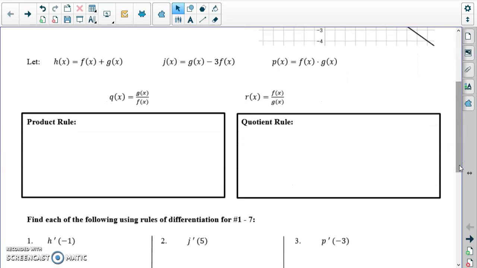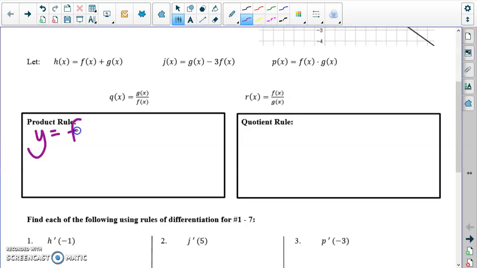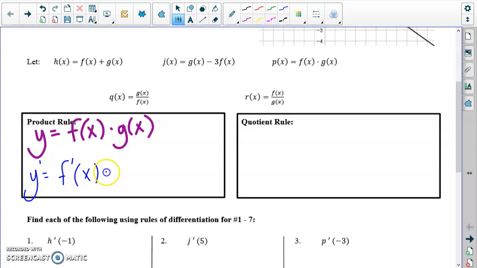So let's just review the product rule. And so the product rule says this: if I have y is equal to f of x times g of x, okay, then the derivative of y is equal to the derivative of the first function times the second function plus the derivative of the second function times that first function. And again, the f and g is relative, right? It's all dependent upon what functions are given to you. F and g might not always be given to you.